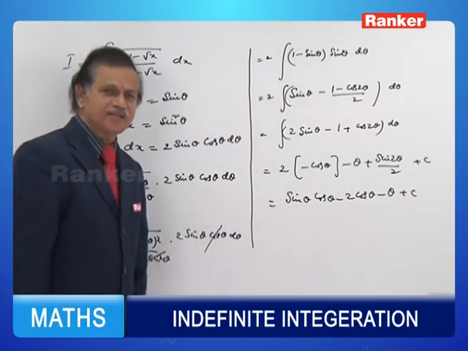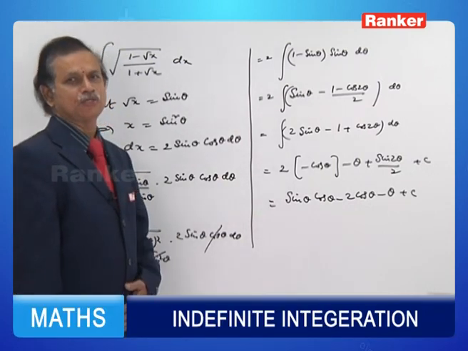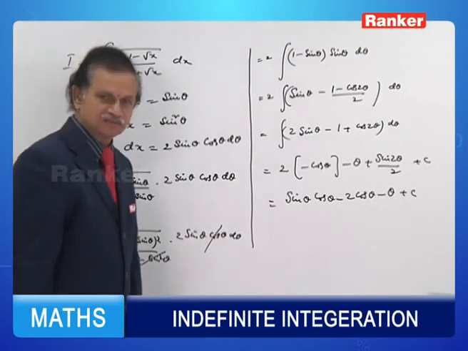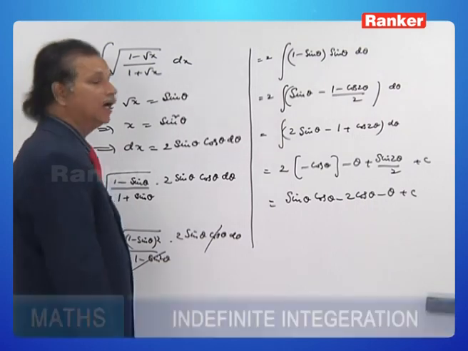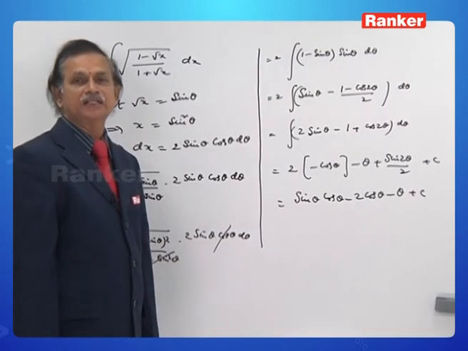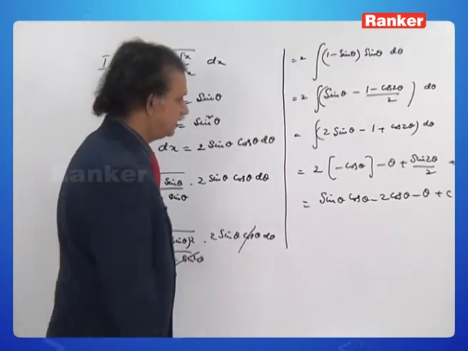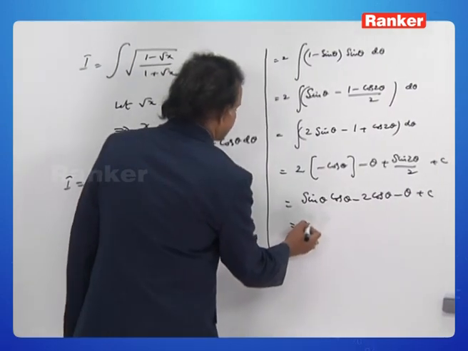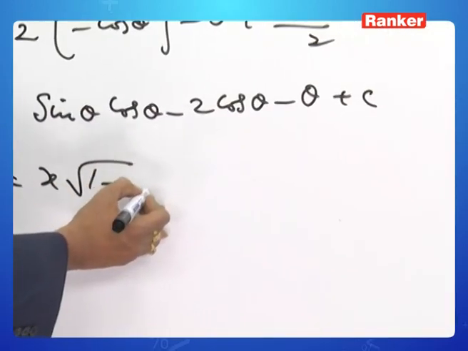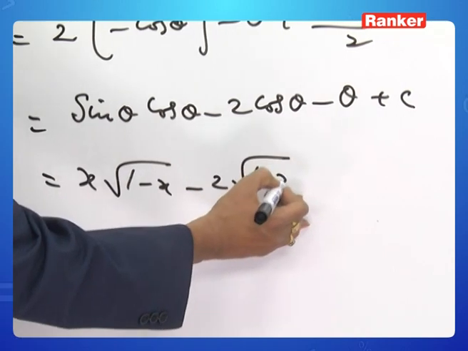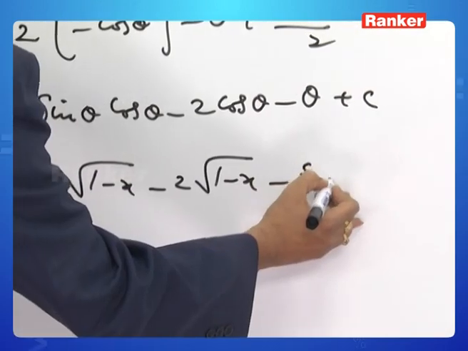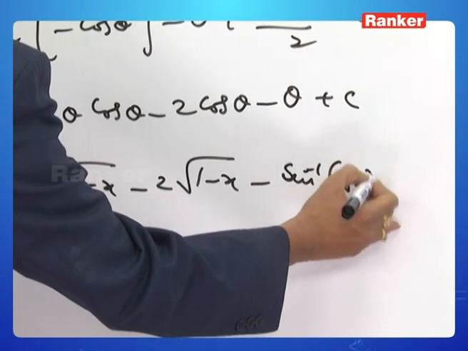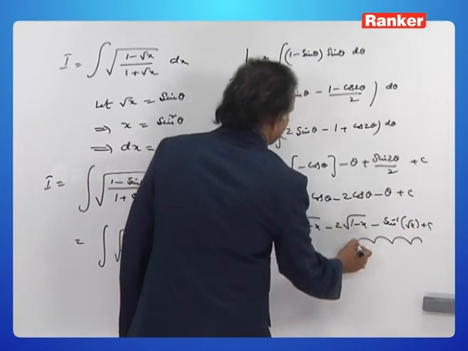Well, it is in terms of theta. Now it is our duty to get it converted in terms of x. You see, sin theta is root x. So what is cos theta? Root of 1 minus sin square theta, that is root of 1 minus x. Hence, this is x into root 1 minus x minus 2 into root 1 minus x minus, what is theta? Sin inverse root x plus c. This is the answer.